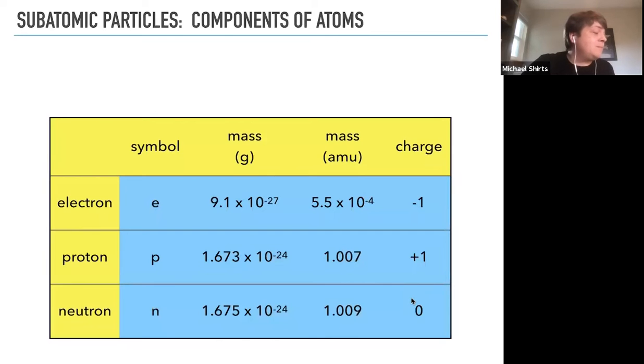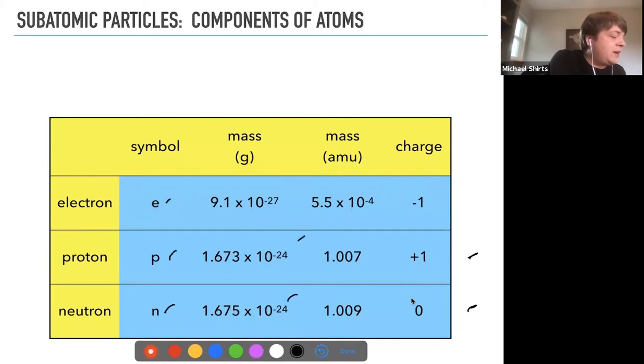So I've got electron, symbol e, proton, p, neutron, n. And if we look at the masses, we see that a proton and a neutron have almost exactly the same mass, a little bit different. But the big difference is a neutron has zero charge, whereas a proton has +1 charge. An electron is much lighter than a proton or a neutron. A proton is about 2,000 times heavier than an electron. That's one big difference. The other big difference is that the charge is -1.